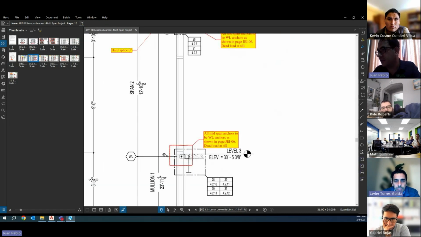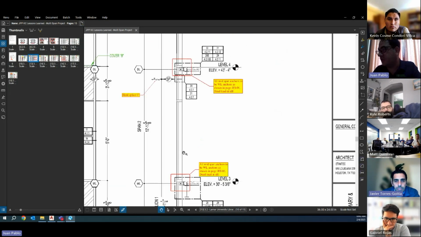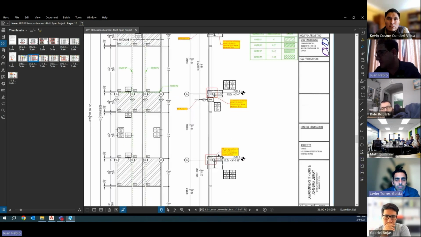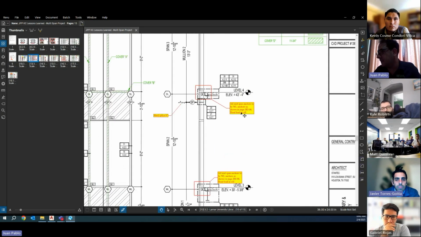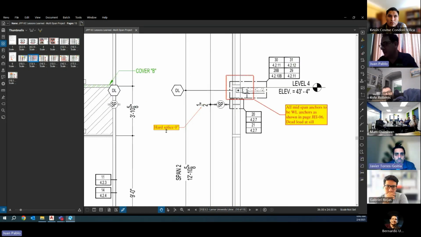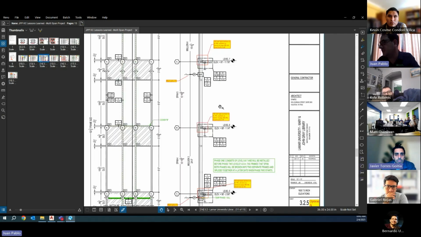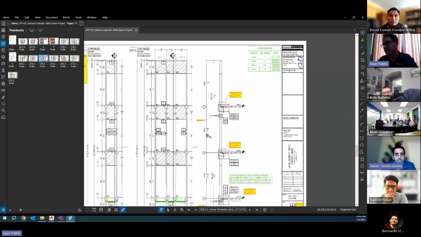So this will be the change. All the midspan anchors will change from dead load to wind load. In that case, the slot on the midspan anchor can have the capacity to accommodate the slab movements. So we change all of this from dead load to wind load and do a hard splice of 0 inches. So that was the first option of analysis.